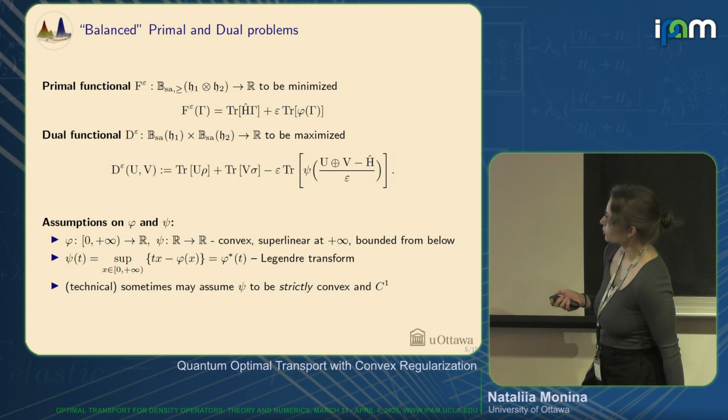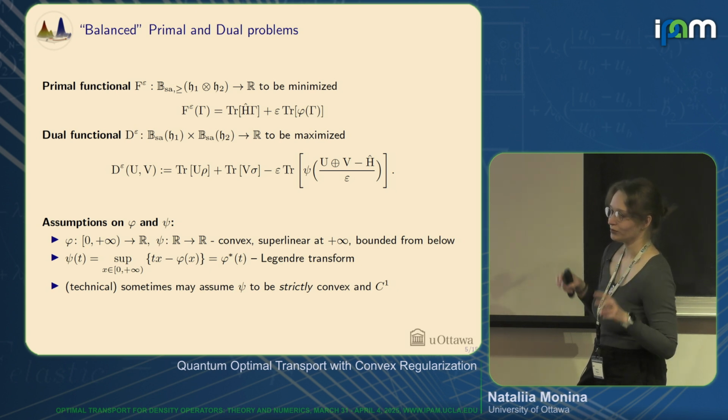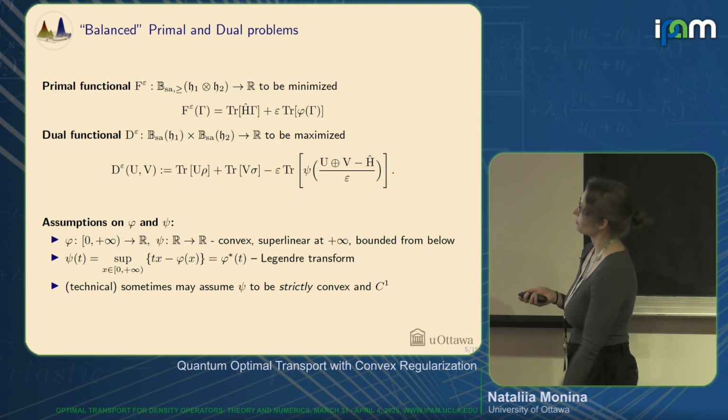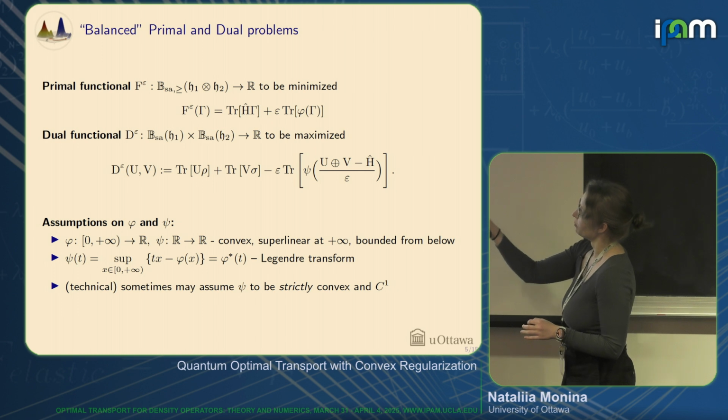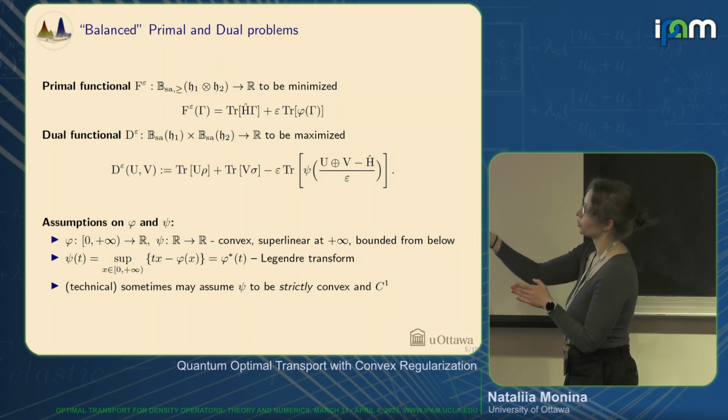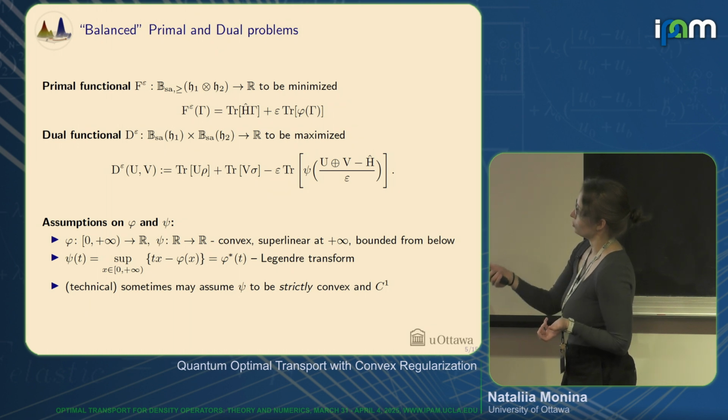So let's talk about the balanced problem, as we call it. Here we don't have the unbalanced terms, so this is a constrained problem in the primal. When we want to minimize, we need to make sure that we have correct marginals. And we know that the dual will have the following shape.